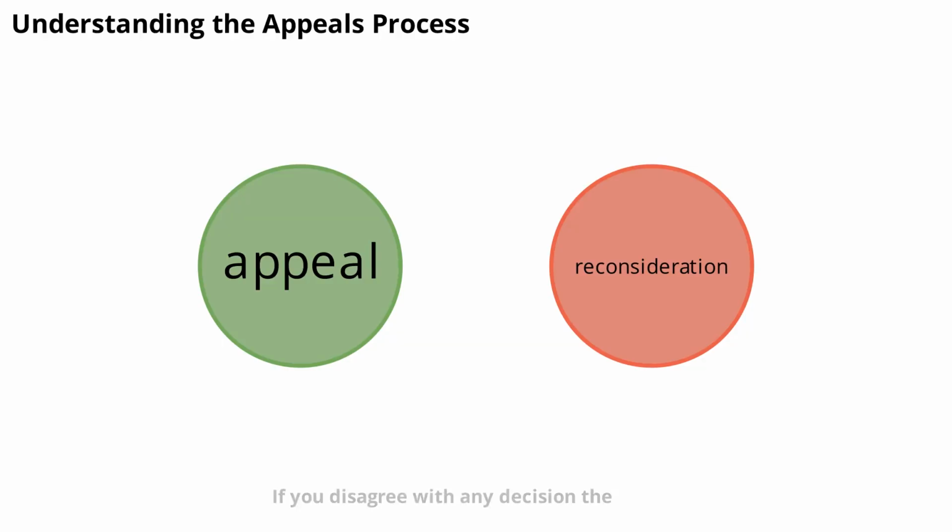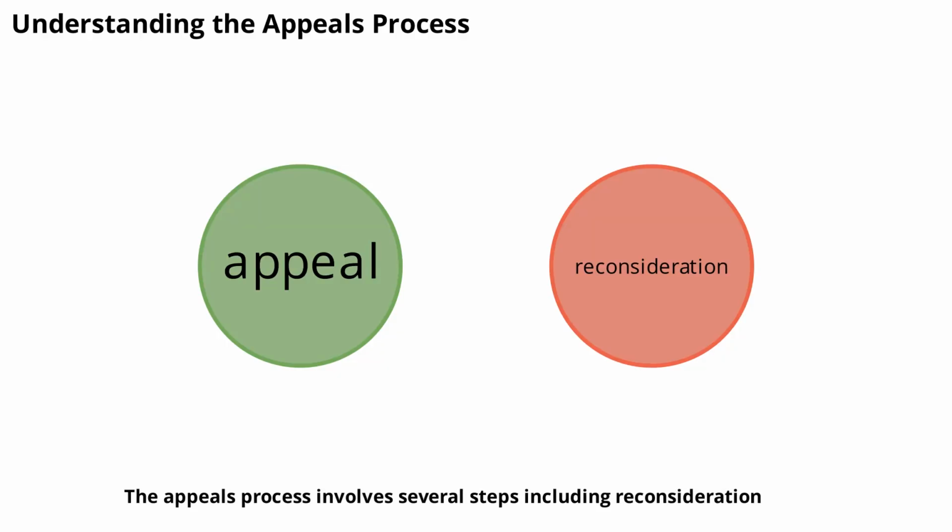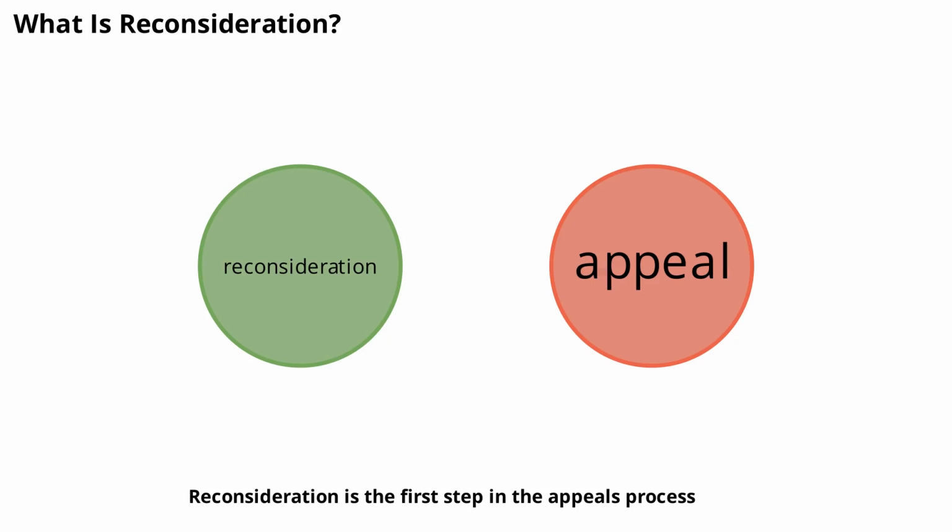If you disagree with any decision the SSA makes about your overpayment or waiver, you have the right to appeal. The appeals process involves several steps, including reconsideration, a hearing, and possibly a review by the appeals council. Each step gives you another chance to present your case. Reconsideration is the first step in the appeals process. If your waiver is denied, you can ask the SSA to take another look at your case. You'll need to provide any new information or evidence that supports your claim. The SSA will review everything again and make a new decision.